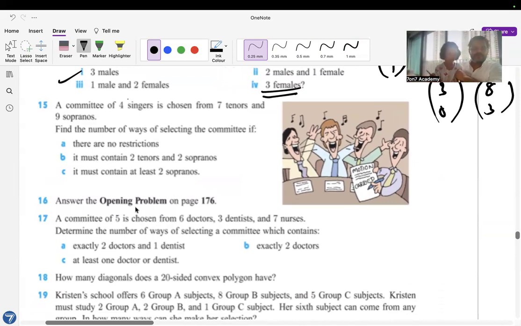A committee of 4 singers is chosen from 7 and 9. Find the number of ways where there is no restriction. So again, see, 16C4 because you're selecting 4 out of 16.